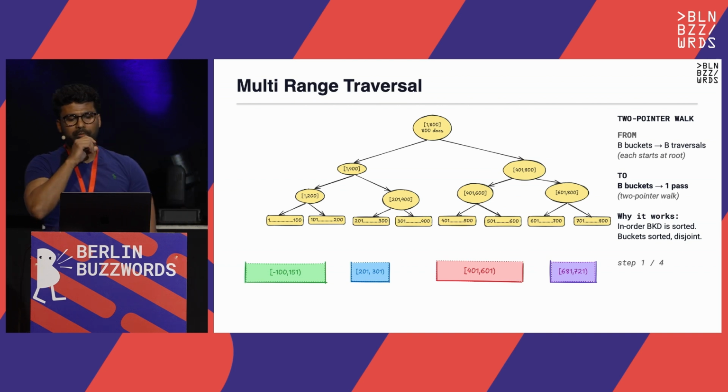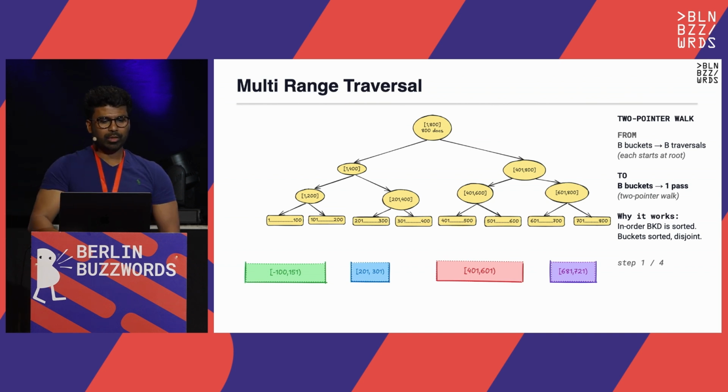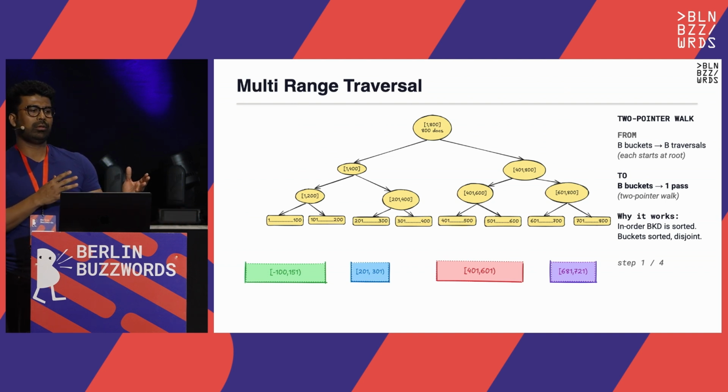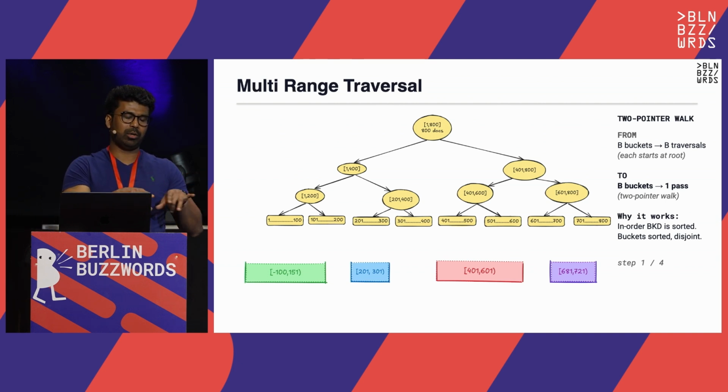So that is where, learning from the original implementation of the count method in range query, we came up with this novel approach, multi-range traversal. It uses the property that all these buckets we want to compute the count for are in sorted order, and they are mutually exclusive. They are not overlapping. So if you place these buckets below the BKD, you can think of them as partitioning the BKD into the corresponding buckets.